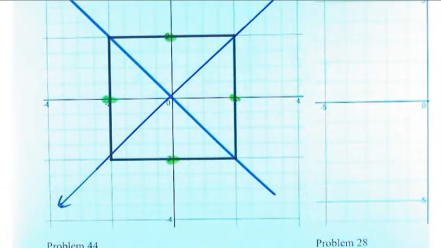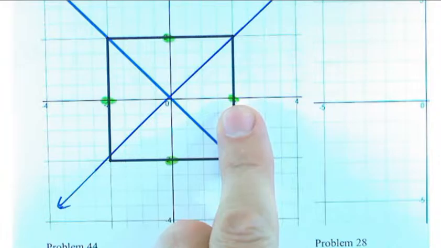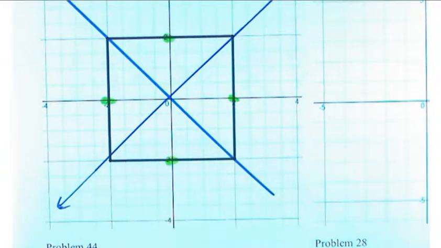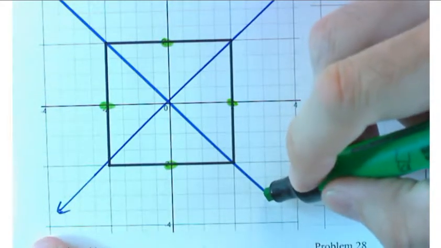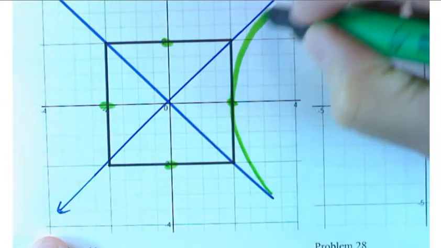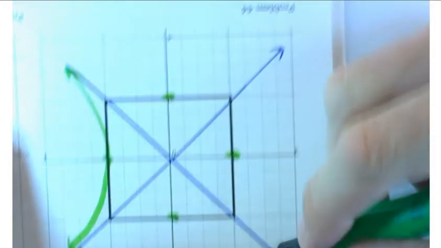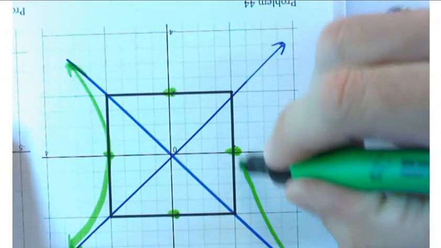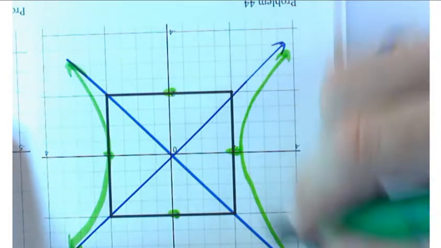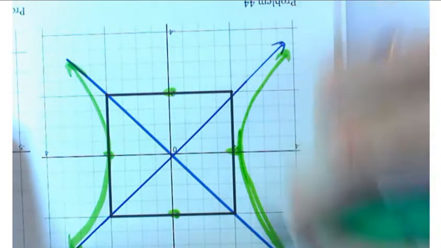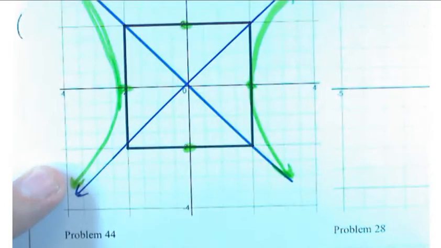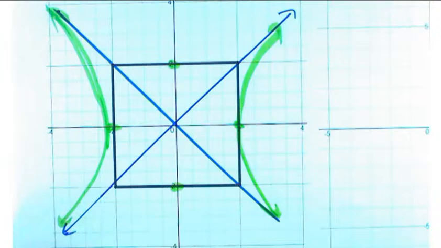Now your vertices are going to be on the edges of the box. So since this one opens left and right, it's going to look like this. And then another branch the other way. So taking my time a little bit more. Okay, so something like that. And that's it. There's your hyperbola.